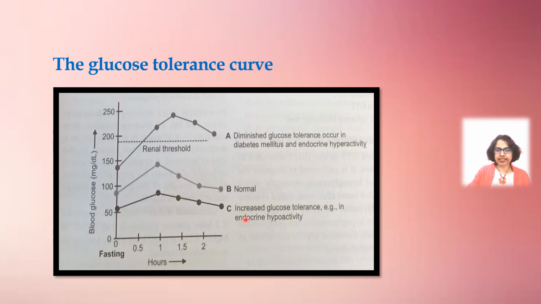And the third picture is increased glucose tolerance, for example in endocrine hypoactivity. Here we notice a small rise, and after that a gradual decrease. When we compare the middle picture with picture A and picture C, we can see different kinds of changes in the glucose tolerance curve.